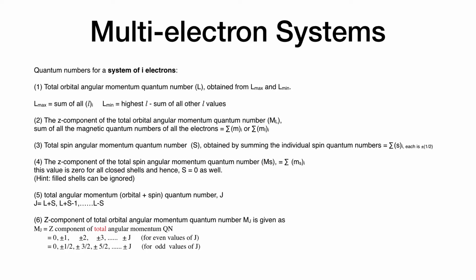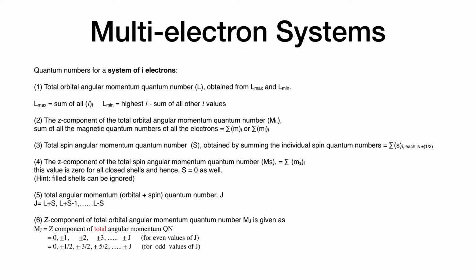So in a multi-electron system, obviously you have a number of small l values, and so now we couple the orbital angular momentum vectors by specific rules. One of the rules says the total orbital angular momentum when you have more than one electron is obtained by summing the l values of the individual electrons, and you get what's called L max and L min. L max gives you the sum of all the l values, and L min gives you the highest value of l minus the sum of all the other values of l.